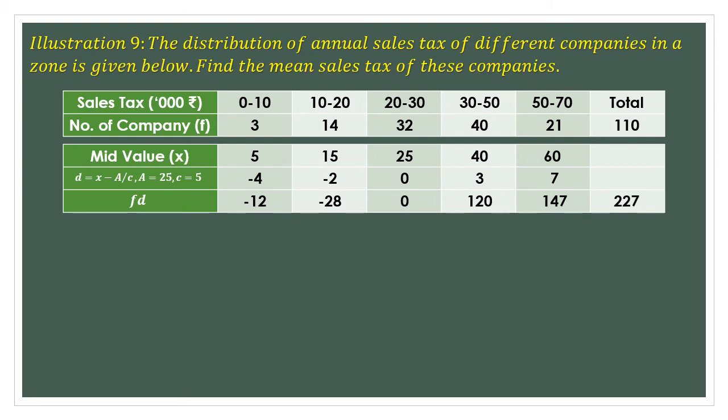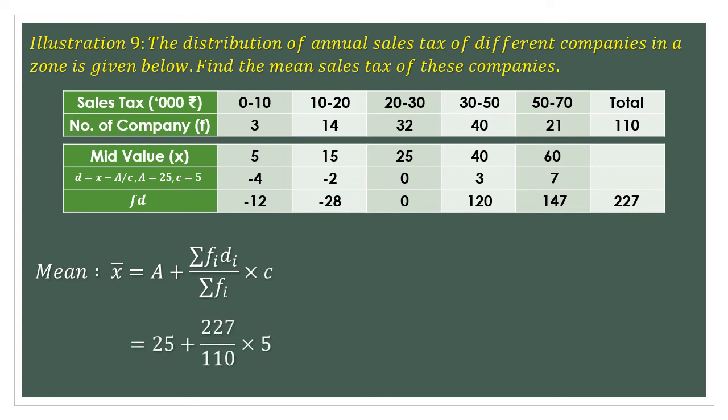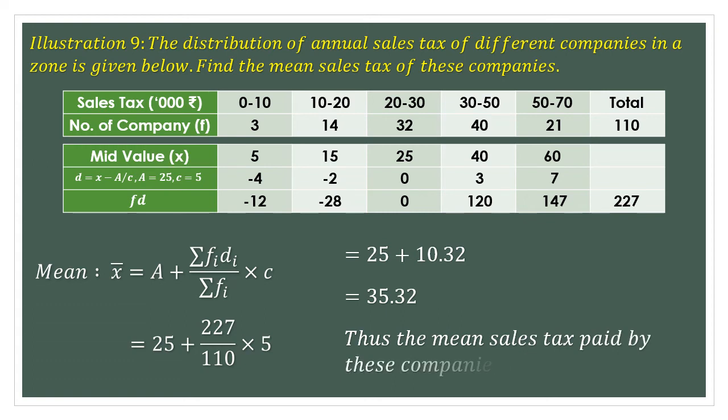Okay, so the total of the fd is 227 and the total of the frequency is 110. We will put these values into our formula for mean. It's the regular formula we are using here. The assumed mean is 25, plus 227 upon 110 into the common factor 5. We will solve the latter part first, that is 25 plus 10.32, that is 35.32. But remember, this value is in thousands. So thus the mean sales tax paid by these companies is rupees 35.32 thousand.